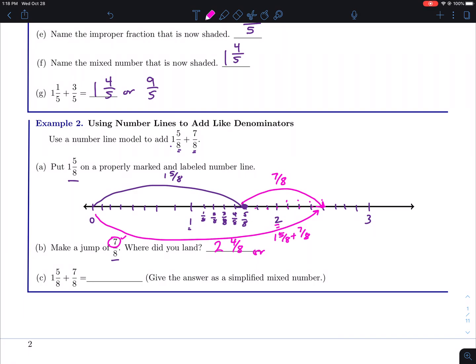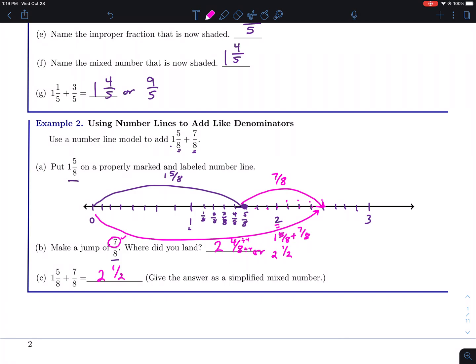Since 4/8 isn't simplified, we want to do like we did in the last section and divide each of the tops and the bottoms until we can get it in reduced form. Hopefully you notice that I can divide a 4 into the top and a 4 into the bottom, and that's going to give me 2 1/2. So 1 5/8 plus 7/8 is the same thing as 2 1/2.